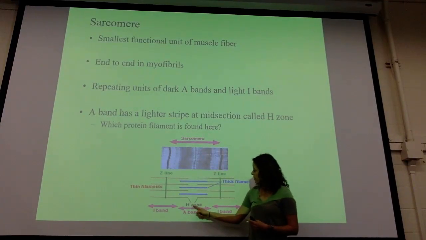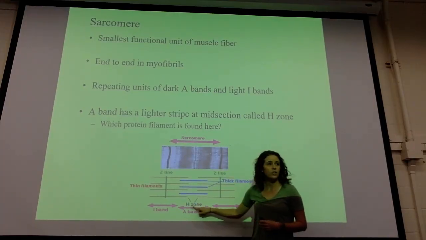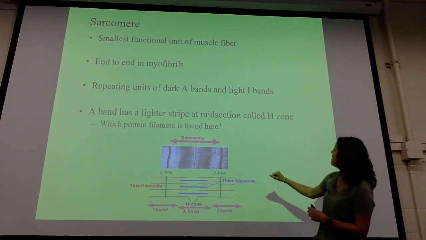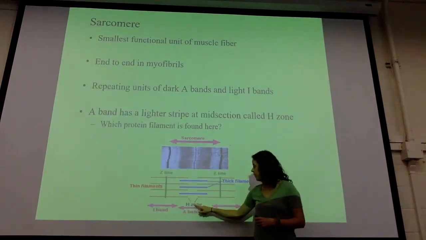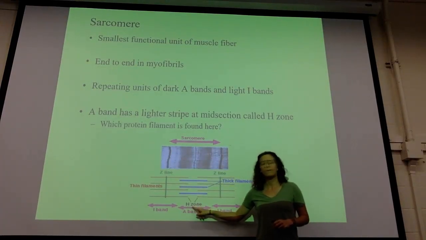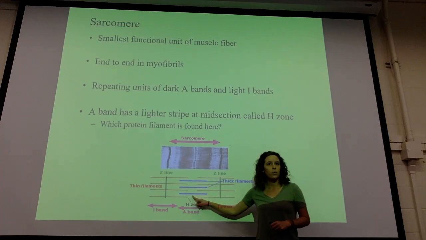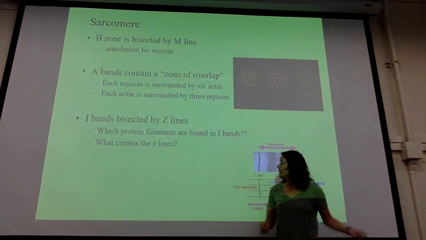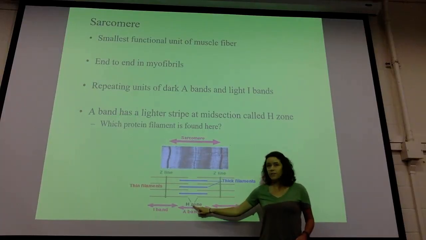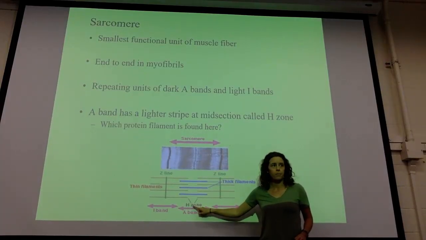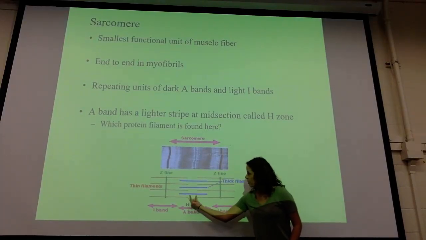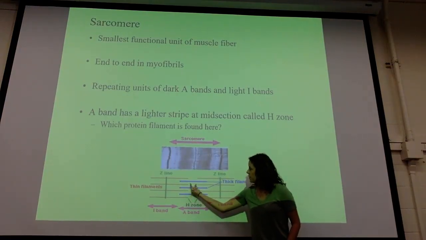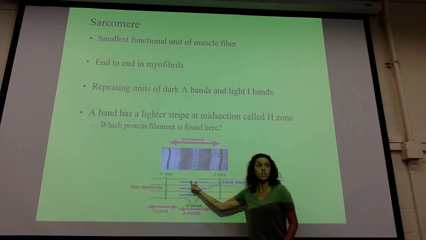The very center of the A band is called the H zone. Do I have that on this slide? Yes, the H zone. What protein filament is found in the H zone? Yeah, good, nice. Does everyone see that? The H zone is the very middle. So if we're looking at only this section here, the stuff in between my fingers is just the myosin.